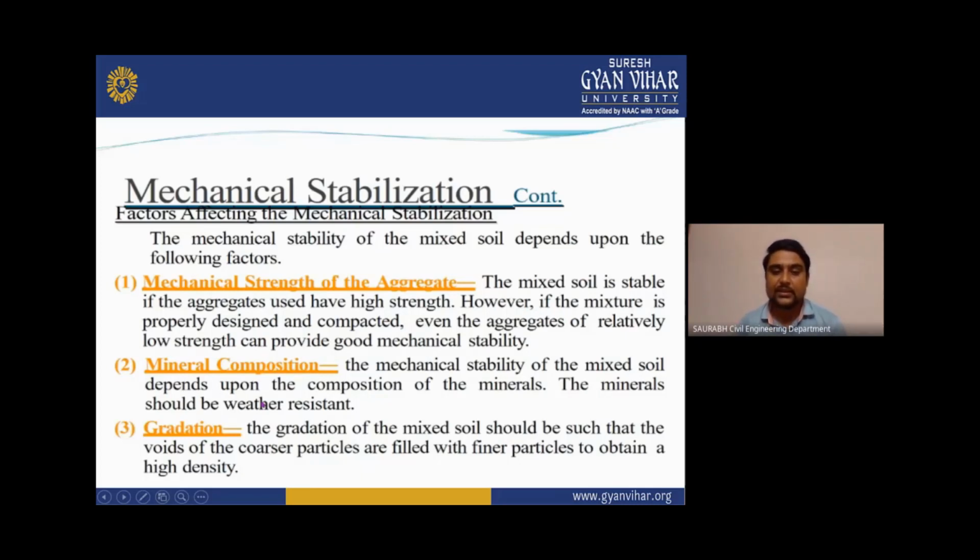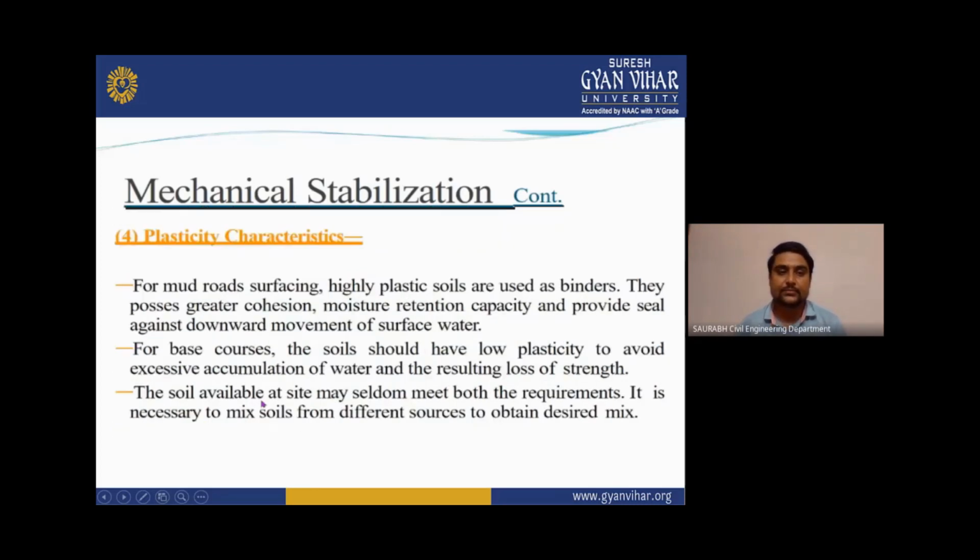Gradation is here. The gradation of the mixed soil should be such that the voids of the coarser particles are filled with the finer particles to obtain a high density. Here you can see the plasticity characteristics. For mud road surfacing, highly plastic soils are used as a binder. They possess greater cohesion, moisture retention capacity, and provide a seal against downward movement of surface water.